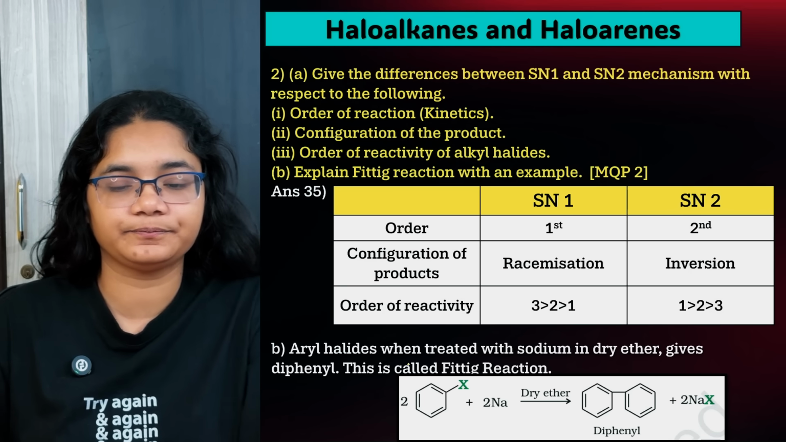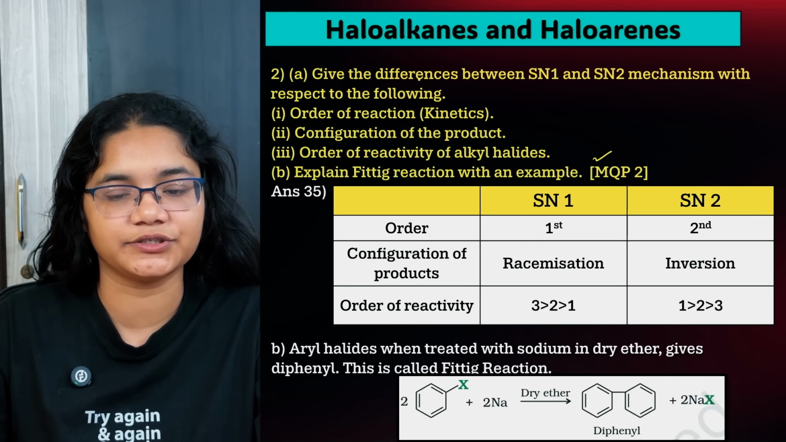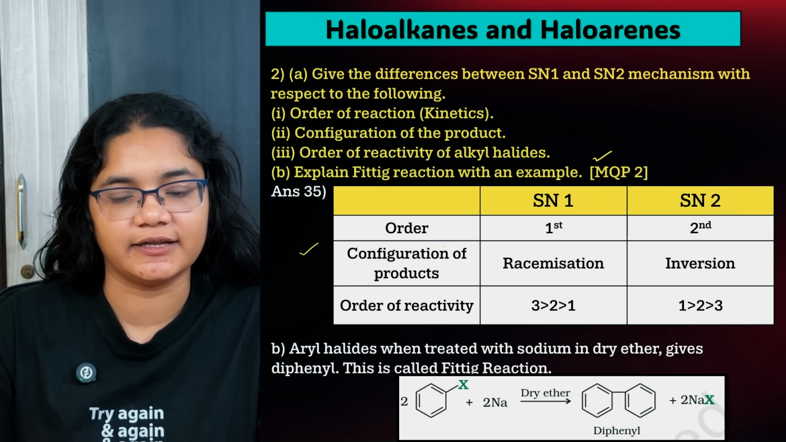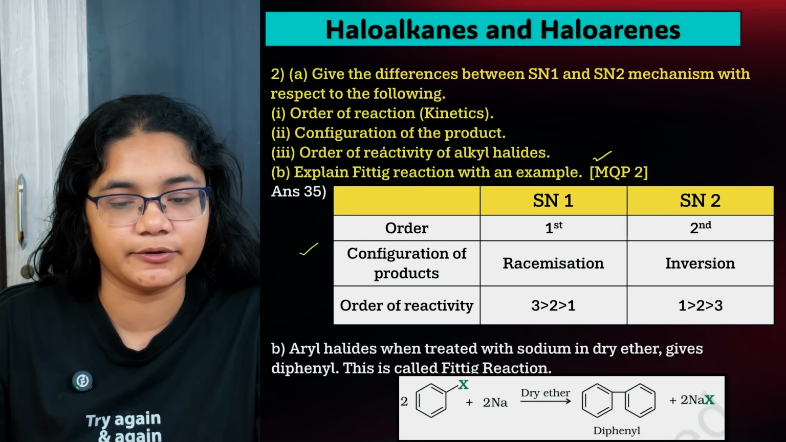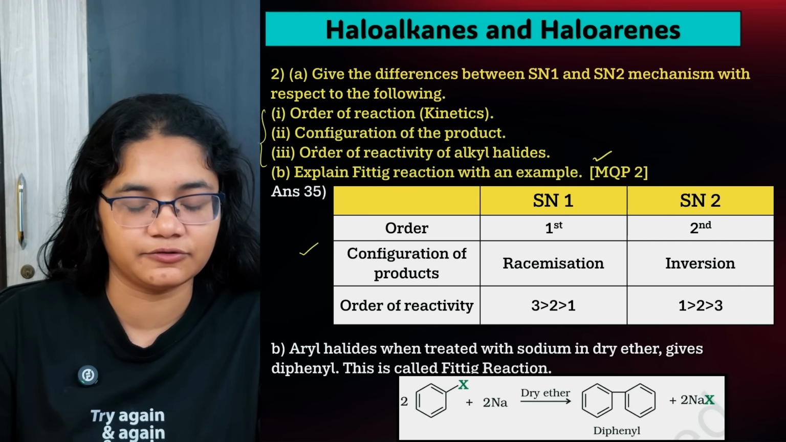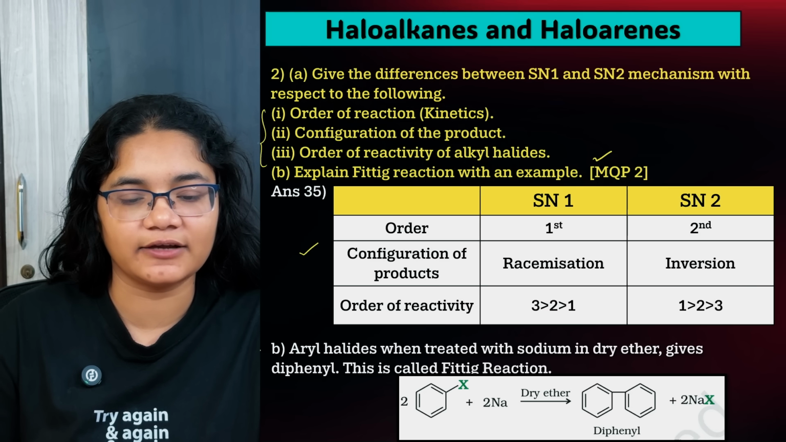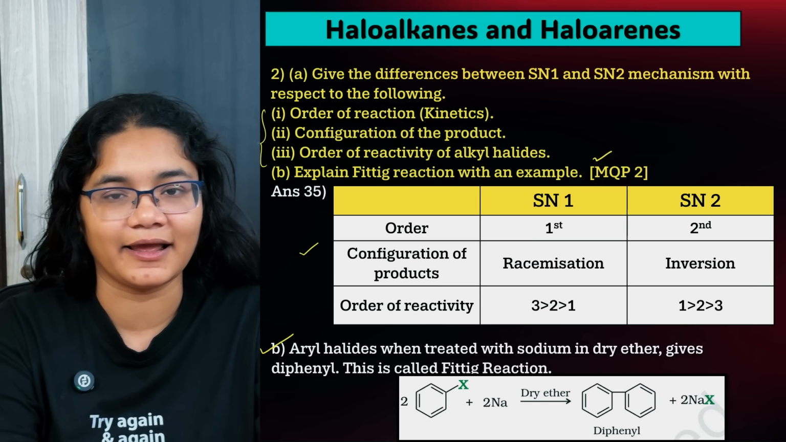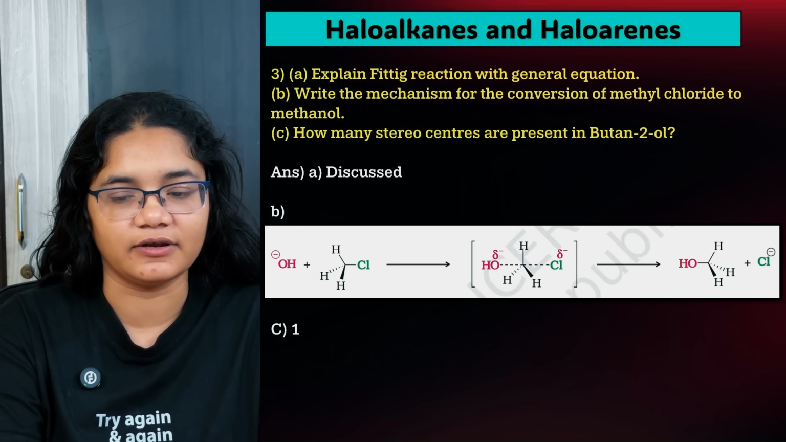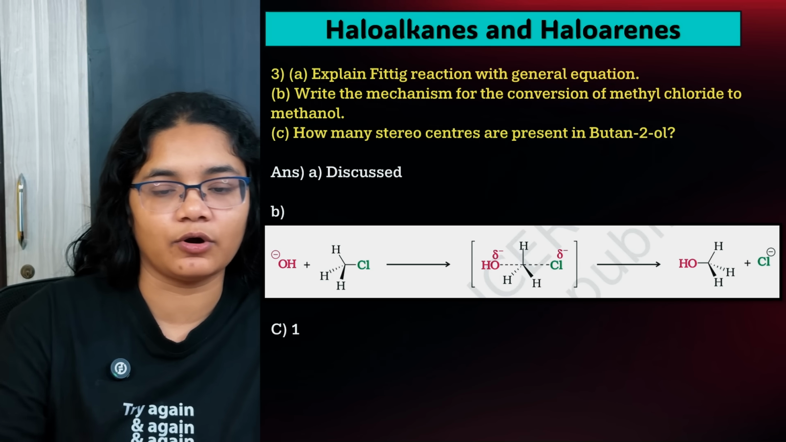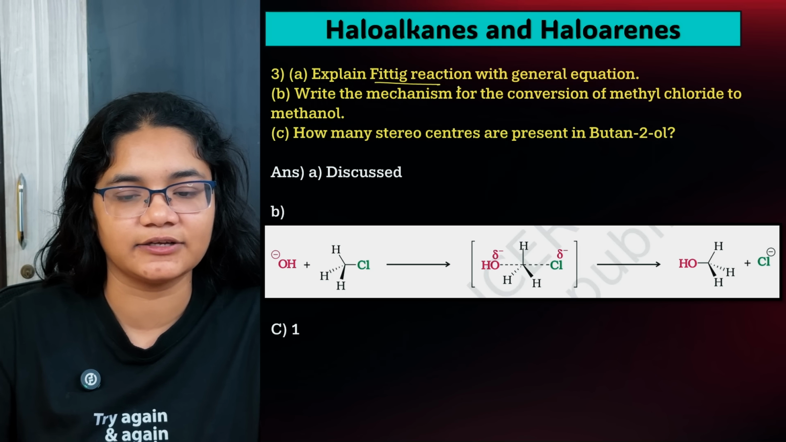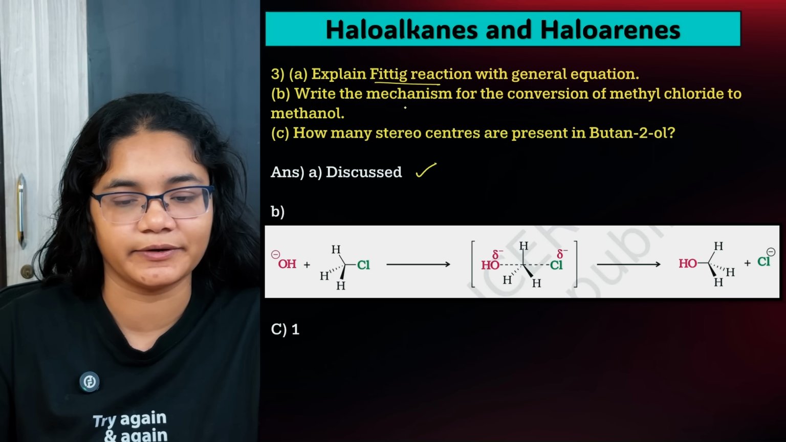Next is a model question paper 2 question. Give two differences between SN1 and SN2. Here you can see the difference between SN1 and SN2 on the basis of these 3 points. Next, explain the Fittig reaction. The name reaction is important. Here aryl halides are converted into diphenyl. Next, we'll see the question from model question paper 3. Here again the Fittig reaction. We have already discussed this question.